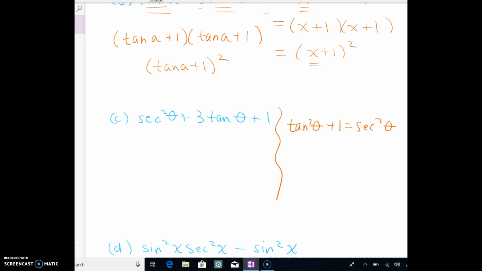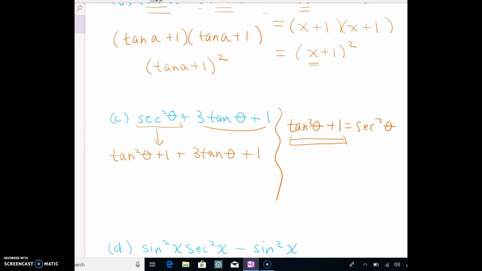So what that will allow us to do, if you take a look over here, you see the secant squared theta? That will allow us to rewrite secant squared theta in terms of tangent. We know every time we see secant squared, we can replace it with tangent squared theta plus 1. So let's do that. We can call this tangent squared theta plus 1. And then just bringing this part over, plus 3 tangent theta plus 1.